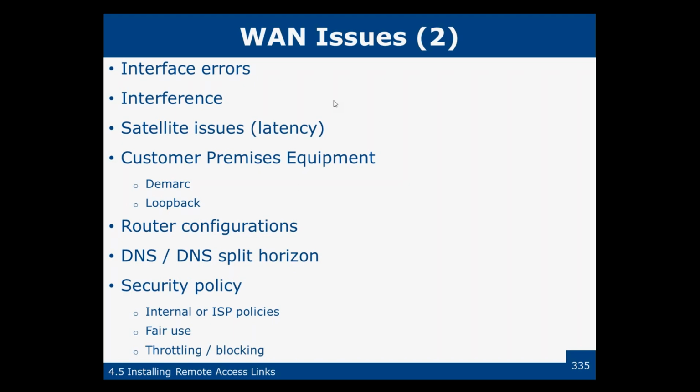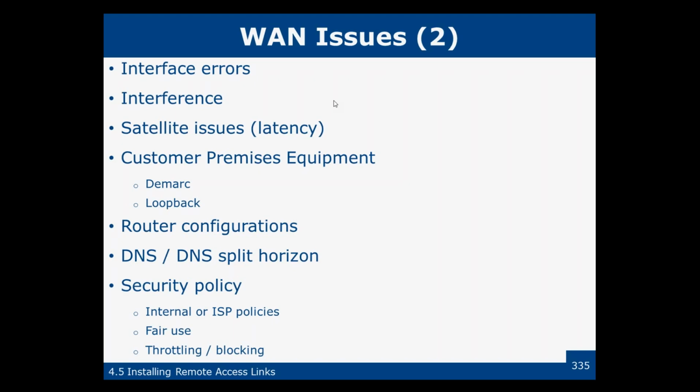DNS and DNS split horizon. The DNS split horizon is when you list both your internal and external addresses using the same domain name. You have to be really careful about that, because you don't want your internal addresses resolving on the internet, and you have to be sure that your externals are actually resolving. A good way around that is just to have two domains. You might have one as a .com and one as a .net.